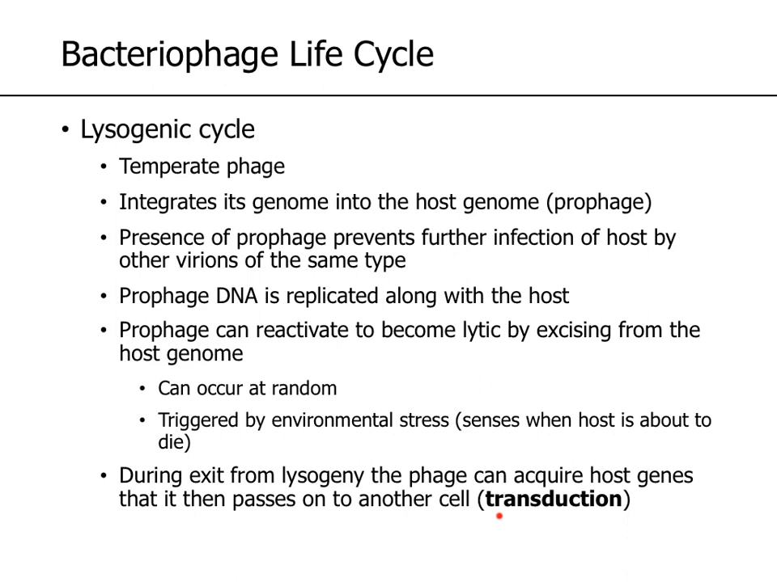One thing that's going to come up later in the class is that while the viruses are exiting from the lysogenic state, as it's excising, it can actually accidentally take out part of the host cell genome. When it does that, it packages up some host DNA, and then when it goes into another host, it's going to put that in there. And so this is one way that cells get DNA from other cells.